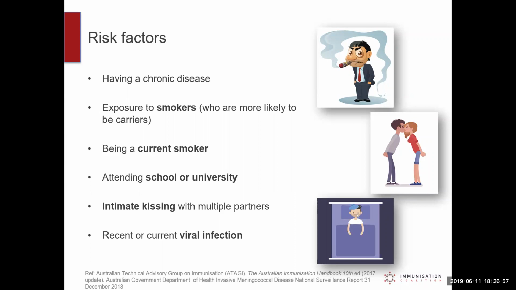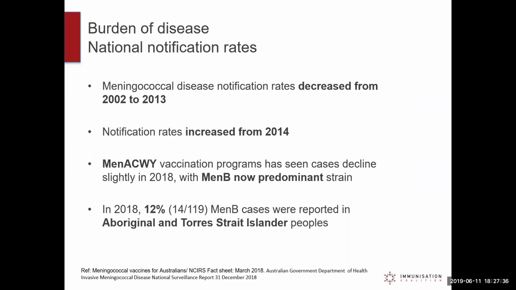Smokers have damaged lining to their mucosal surfaces. The hairs in their nose don't work well at filtering out these particular viruses, such as flu and cold type viruses. Being a current smoker, and certainly living in close quarters, with multiple people that you're kissing, which is probably more in the teenage adolescent years, but particularly a recent or current viral infection also makes you susceptible.